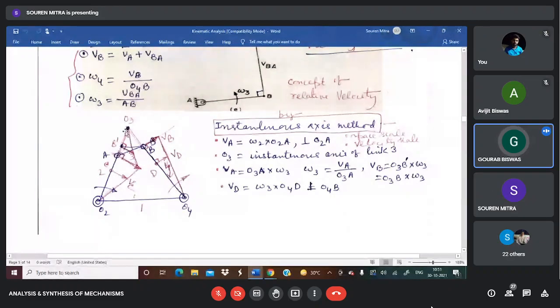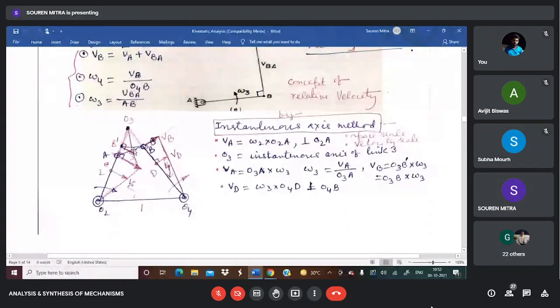We will use V by R, V divided by the distance from O3. So this velocity divided by this distance, isn't it? The same thing. Here, considering link 3, the velocity at A is known and the distance of point A from its center of rotation is known, that is O3A. So it will be VA divided by O3A. That will be the angular velocity of this link. Right? Clear?